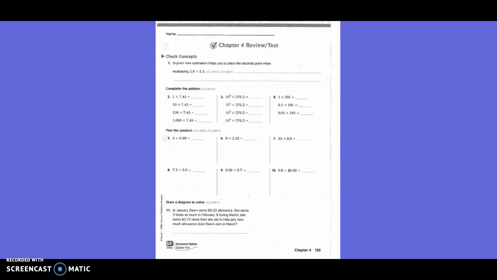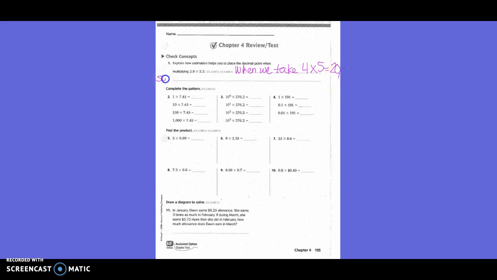So what would we round 3 and 9 tenths to, guys? 4. So when we take 4 times, what would we round 5 and 3 tenths to? 5. 5 equals 20.